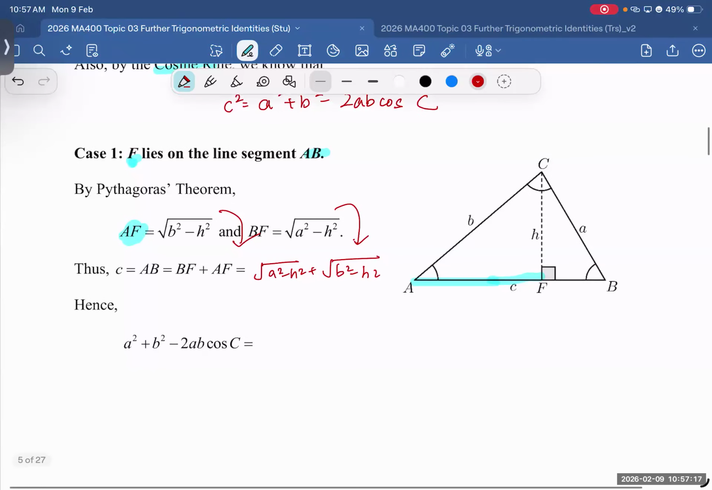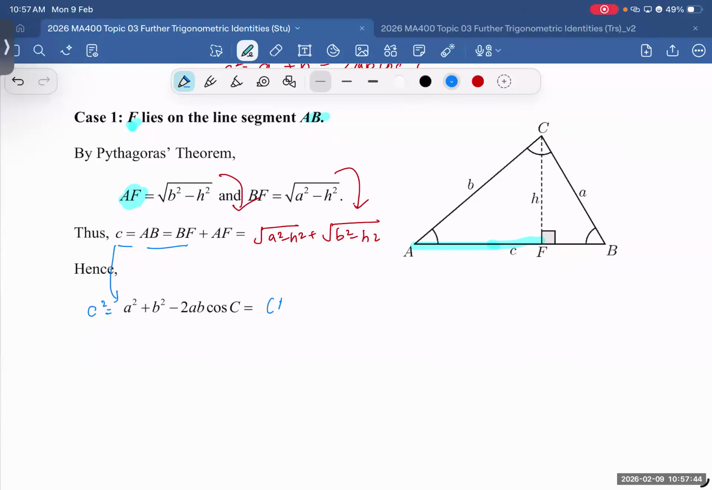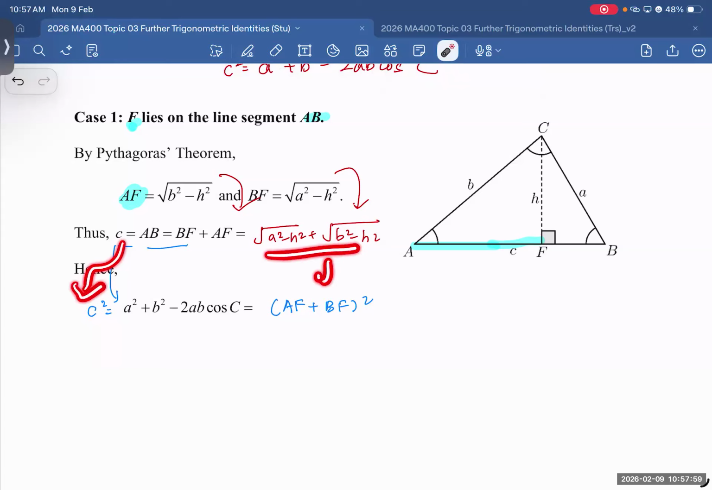So now, we know that this is C squared. We know that this is C. Can I say that if C is AB, which is AF plus BF, then C squared can be the same as AF plus BF all squared? Can I say this? AF plus BF squared. Fair enough. Since you know this is C squared, can I say that?